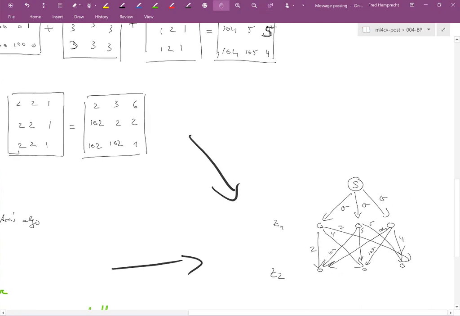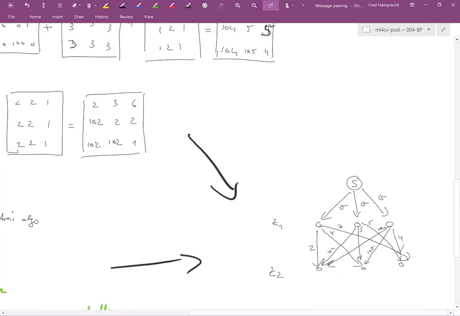Okay, so now we can compute the different costs of reaching this node here. The possible costs of reaching the first node are 2, 104, and 104. The possible costs of reaching the second node are 4, 5, and 105. And for the third node, it is 7, 5, and 4.